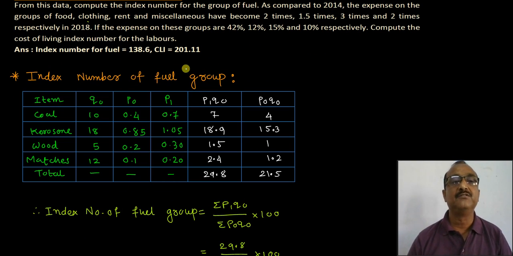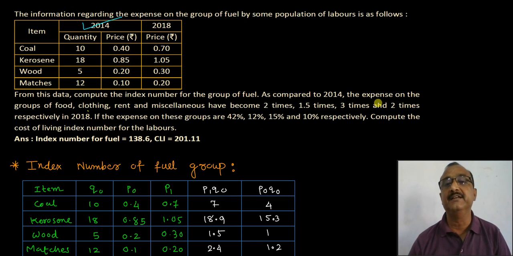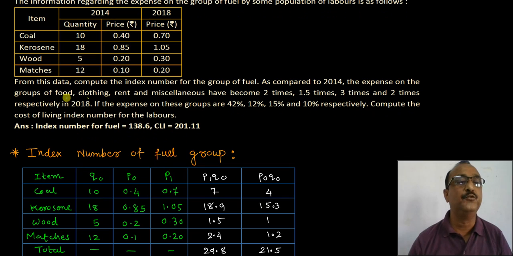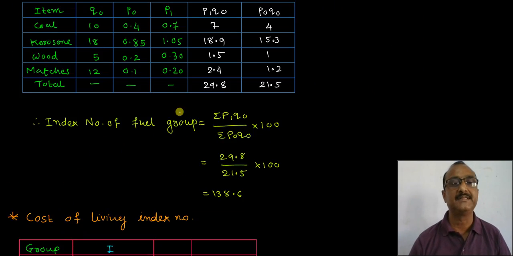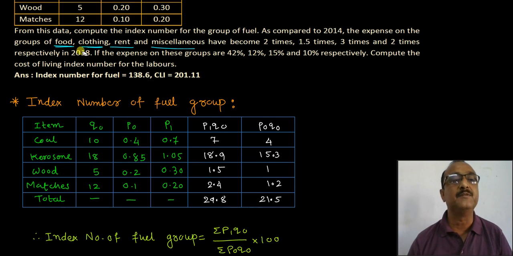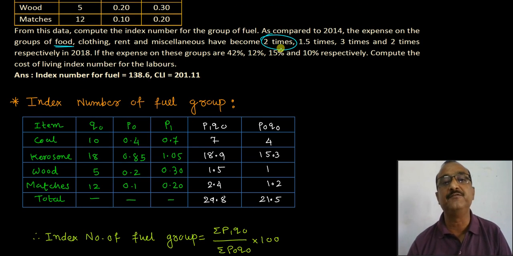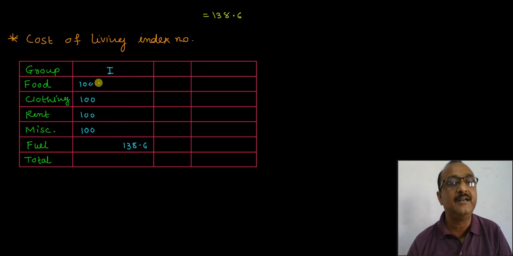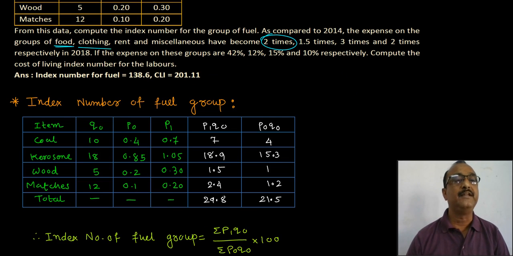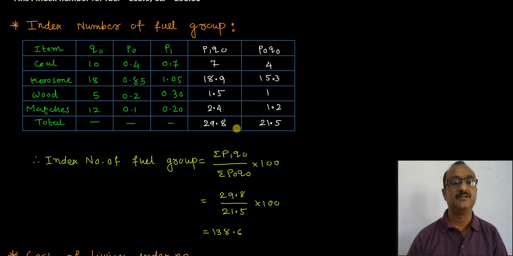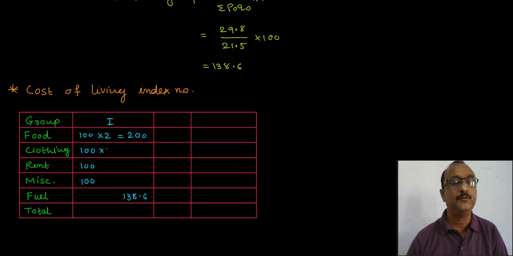As compared to 2014, means as compared to the base year, the expense on food, clothing, rent and miscellaneous becomes two times. Food is two times, so 100 multiplied by 2, and the index number is 200. Clothing is 1.5 times, multiplied by 1.5 we get 150.